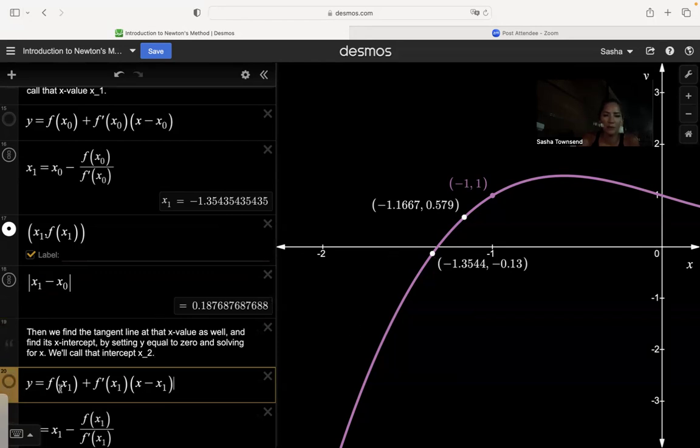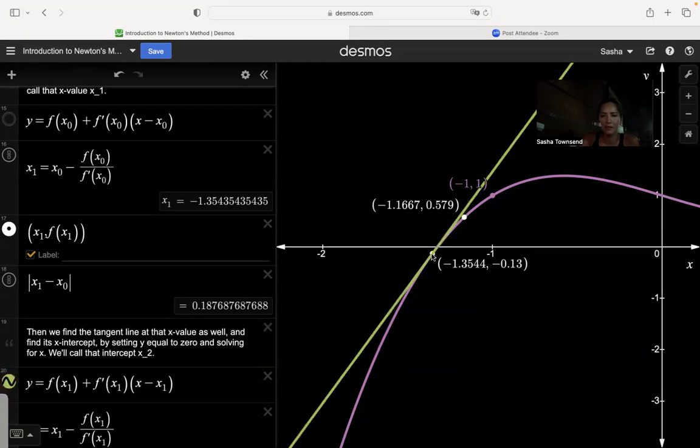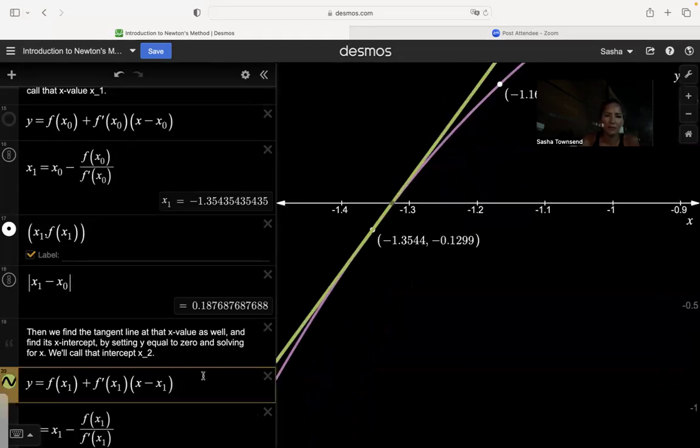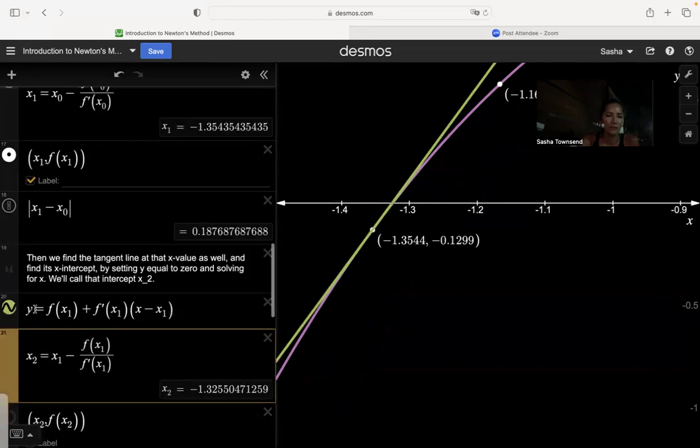So let y equal f of x1 plus f prime at x1 times the quantity x minus x1. So we have that as our tangent line there. You see it's tangent to the curve. Where does that intersect the x-axis? It's almost indistinguishable from the actual 0 of the function. It looks like negative 1.3255. Again, I set y equal to 0, subtract f of x1 from both sides, divide by f prime of x1, and then add x1 to both sides, and I'll call that x2.